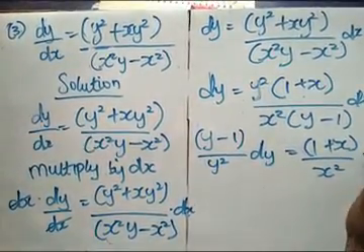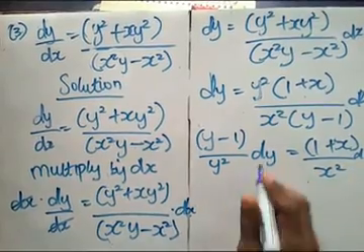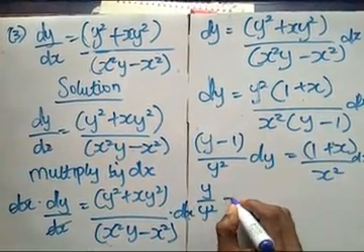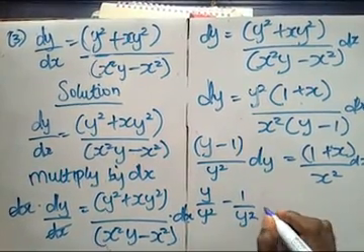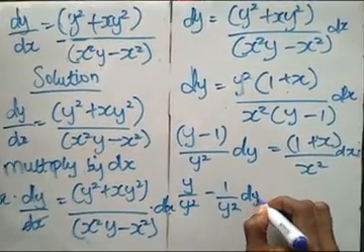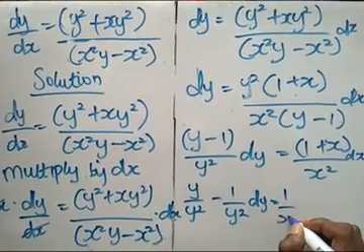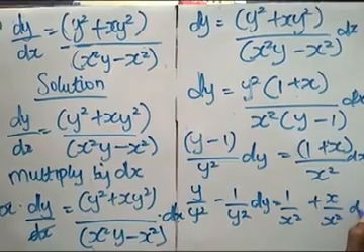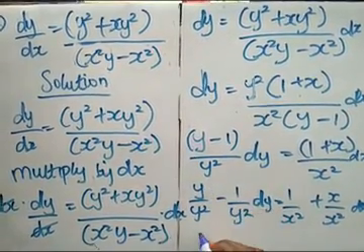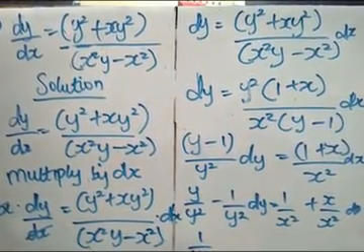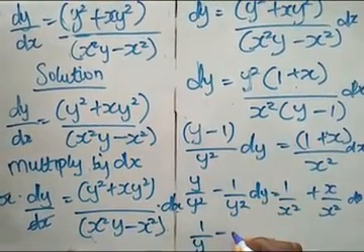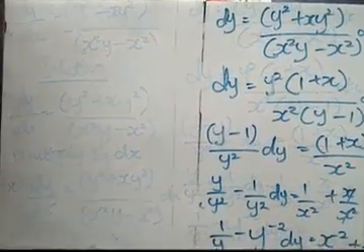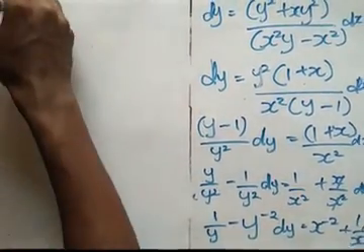So this one can also be written as y over y squared minus 1 over y squared dy equals 1 over x squared plus x over x squared dx. This one we cancel out, left with 1 over y minus 1 over y squared dy. So we introduce our integral sign.